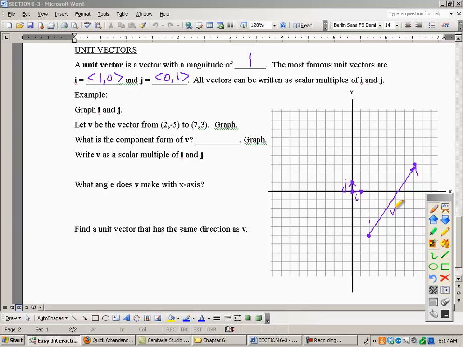Okay, so here's my vector v. First things first, what is component form of v? That means, how did I move left, right, or up and down? So I start at my initial, I move right 1, 2, 3, 4, 5, and up 1, 2, 3, 4, 5, 6, 7, 8. So my component form is 5, 8.